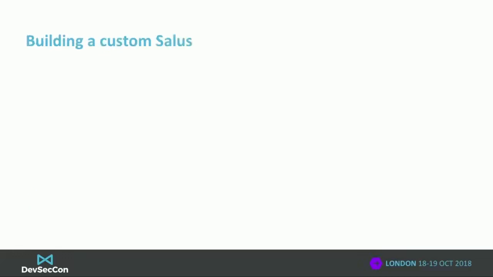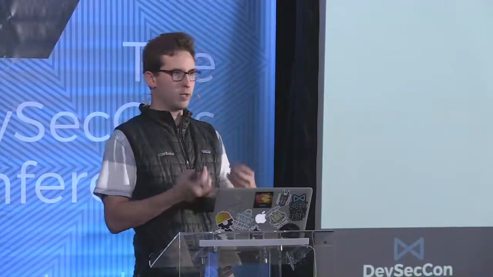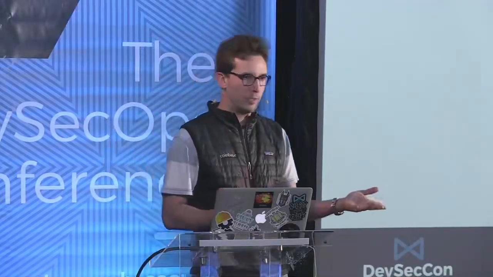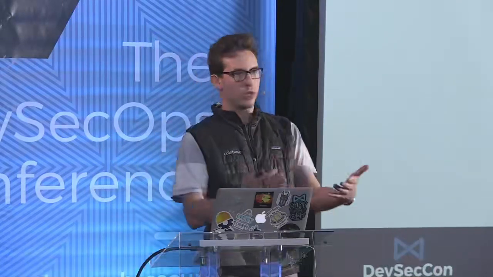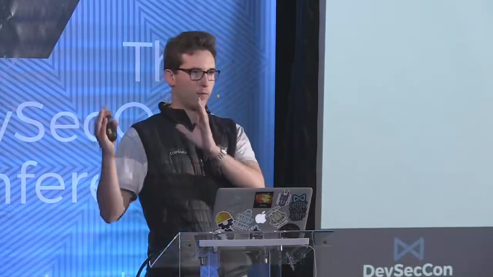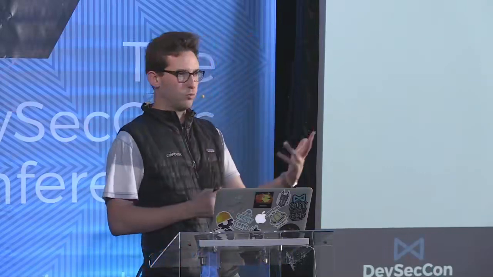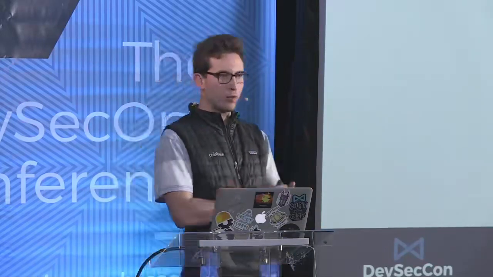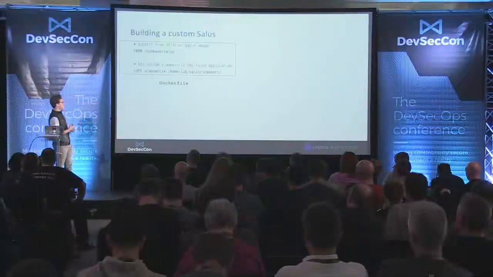So, custom Salus. The Salus that is open source has scanners which we thought would be useful to many organizations, and as I said, we hope to expand this over time. But it doesn't have some scanners that we probably use internally at Coinbase which are not useful for anyone else. And there may be some things you want to check for internally as well, which are maybe more complex than just looking for a regular expression, maybe an actual scanner that you want to run or you've built internally or something like that. So it's very easy to customize Salus as well.